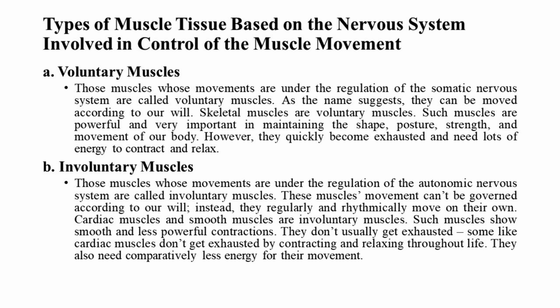Types of muscle tissue based on the nervous system involved in control of the muscle movement. A. Voluntary muscles. Those muscles whose movements are under the regulation of the somatic nervous system are called voluntary muscles. As the name suggests, they can be moved according to our will. Skeletal muscles are voluntary muscles.